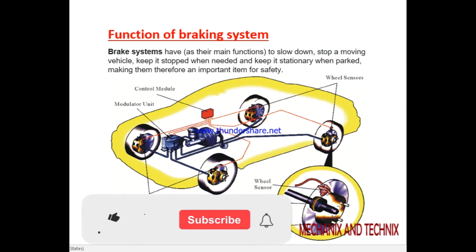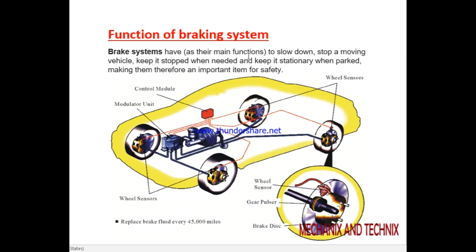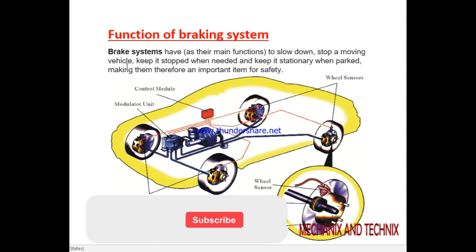So let's continue together with the functions of braking system. Listen well at this point. The first function of the braking system is to slow down the vehicle. The second function of the braking system is to stop the moving vehicle.